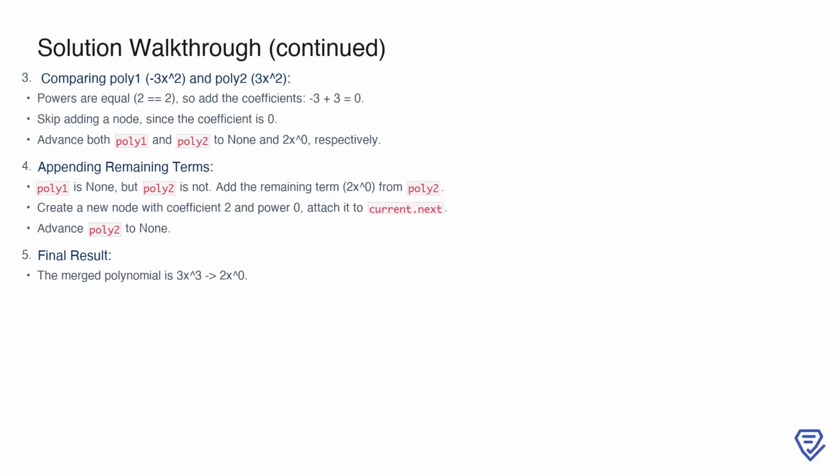the power of 0. We add this term by creating a new node with coefficient 2 and power 0, attaching it to current.next. We then advance poly 2 to None. The final merged polynomial is 3x³ + 2x to the power of 0.